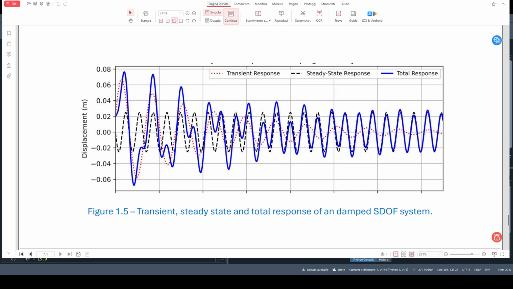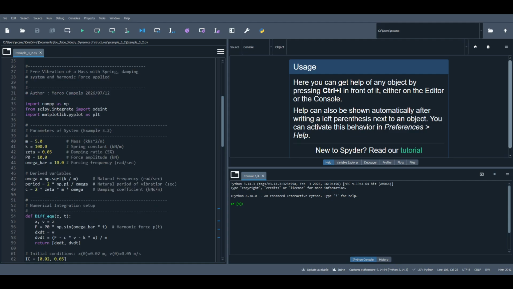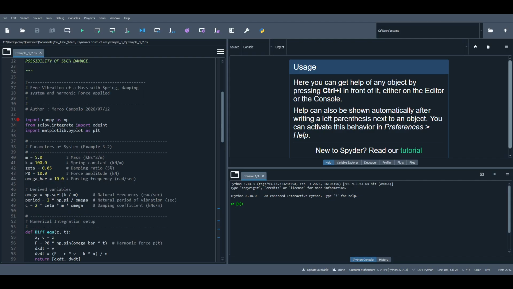We can calculate this displacement and solve the differential equation with Python code. This Python code we can study line by line. Lines 53, 54, 55 are the import of libraries. The first library, NumPy, is the core library for numerical computing in Python, and it handles arrays and mathematical functions.